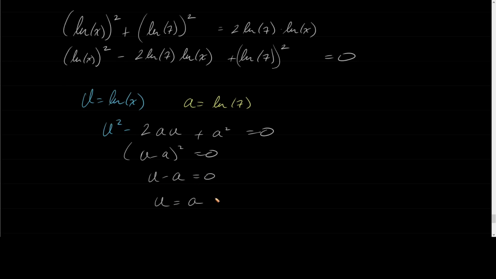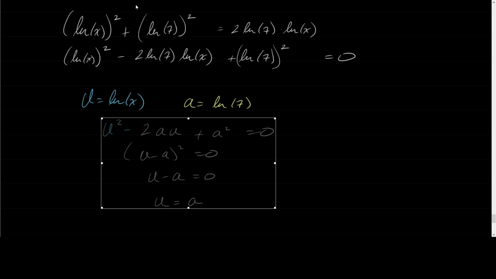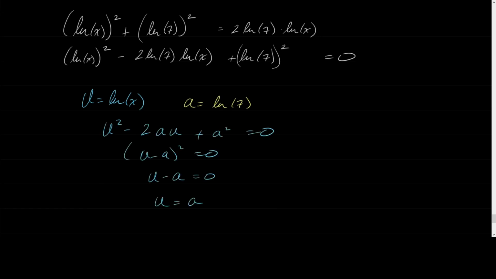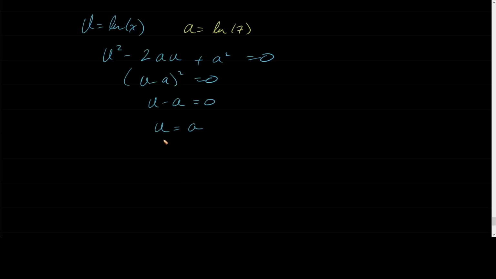But what was u and what was a? Because we know the problem wasn't about u, right? The problem's never about u. The problem has to be, it's always with your x over here. So what we need to do here is just write it as ln of x is equal to ln of 7, which gives us our final answer of x equals 7.